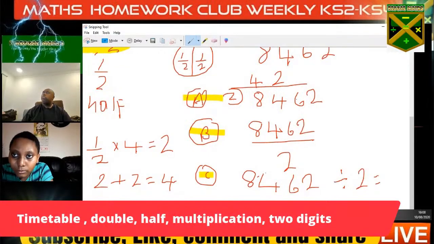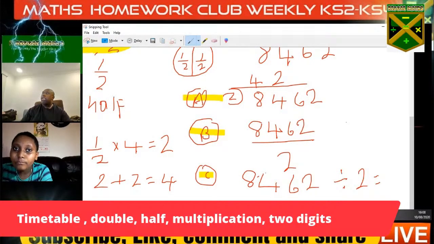What's half of 6? Half of 2 times 6 is 12. No, you're not timesing, you're halving. What's half of 6? Half of 6 is... No, Denzel, half of 6.